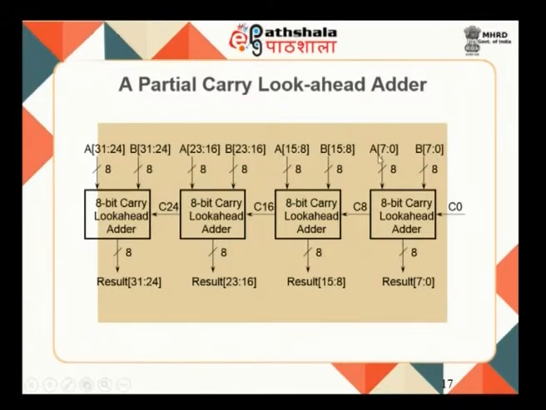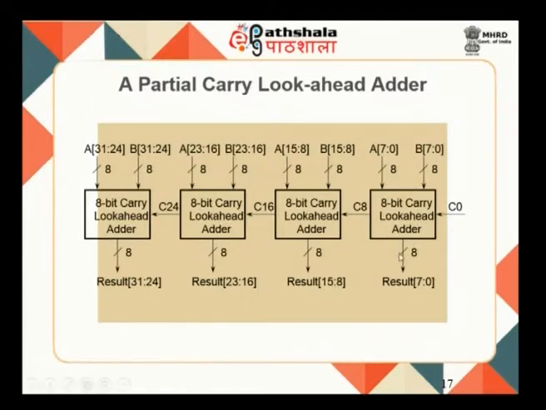A partial carry look ahead adder combines a ripple carry addition and the carry look ahead principle. So, what happens here is inside this block all the carries are generated using carry look ahead addition, but the carry across these blocks, or the interblock carries, are being rippled. So, C8 will be generated and C8 will be rippled to the next stage. Only after C8 becomes available here, this block starts operating. So, the interblock carries are rippled and the intra-block carries are generated using carry look ahead addition.